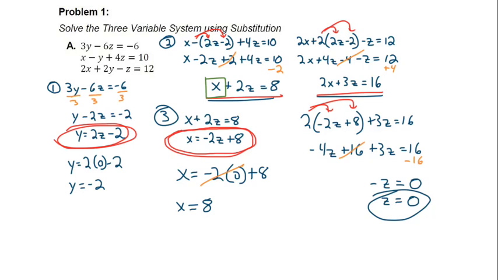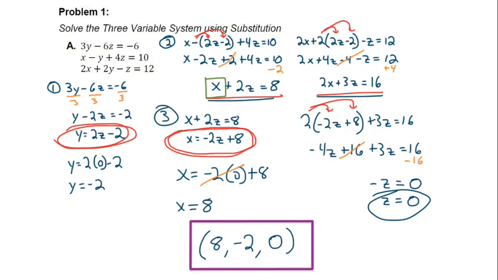So therefore, my final answer to this system, this ordered triple, will be my x is 8, my y is negative 2, and my z is 0. And that would be it. Okay? That would be the 4 steps.